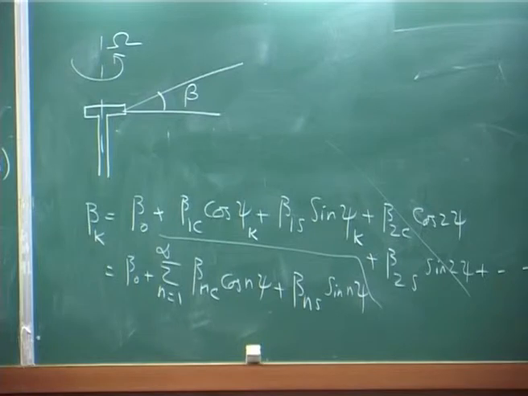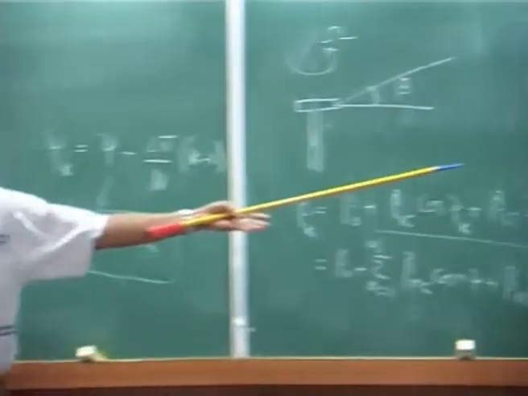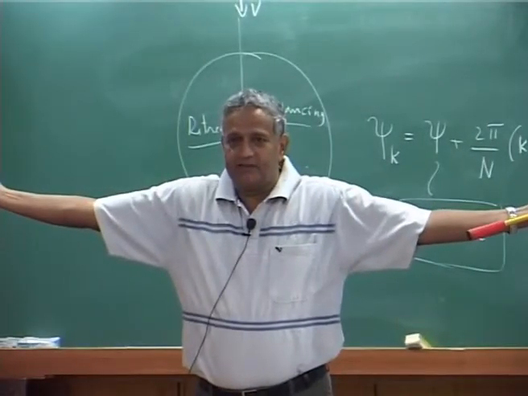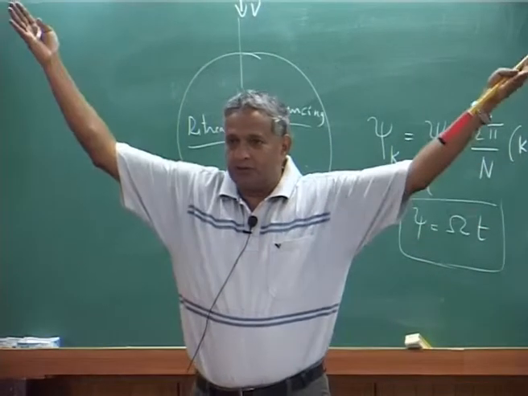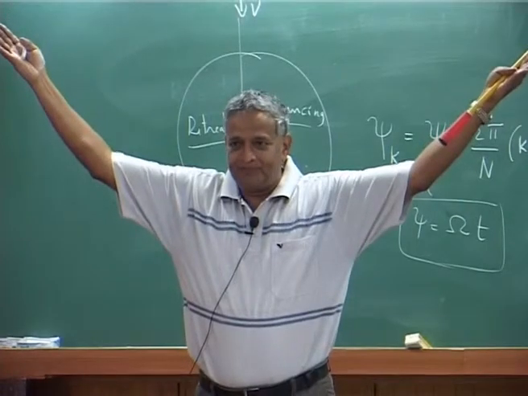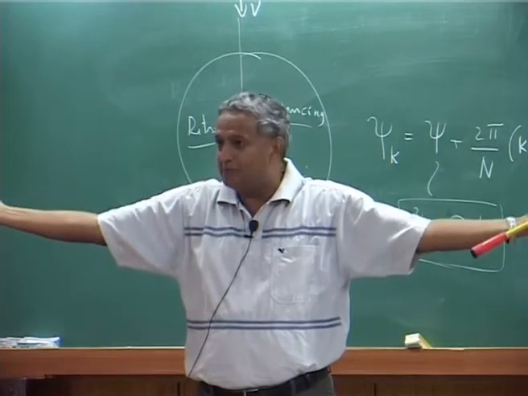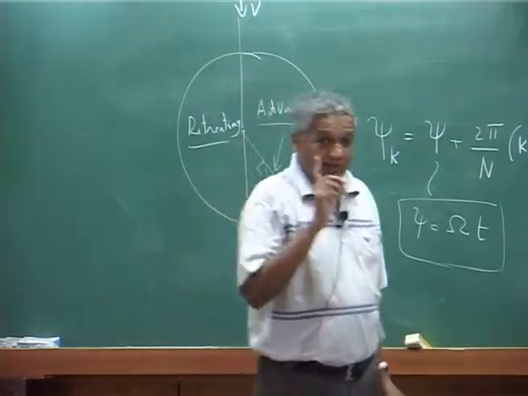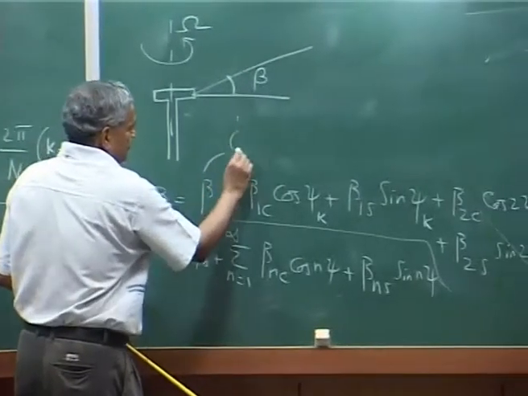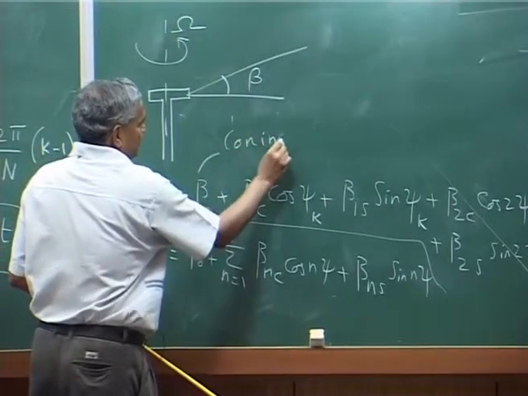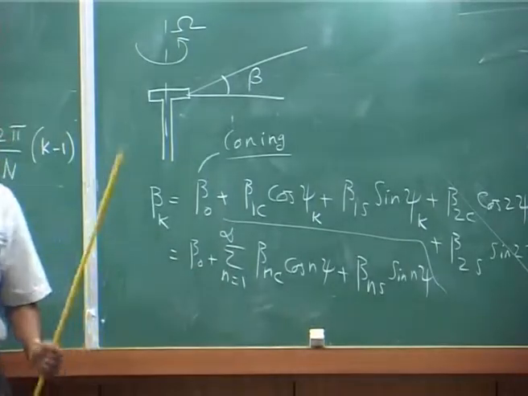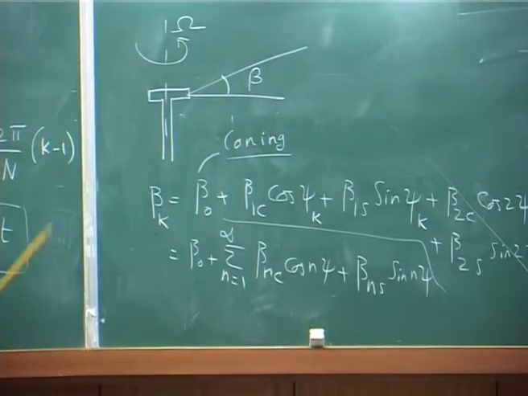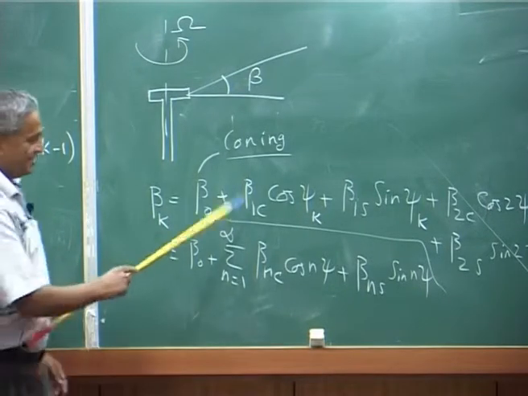When it goes round and round, now you see this is the blade, beta naught means it has gone up, okay. That is, all the blades have gone up by the same amount, and this is called the coning, okay. All of them have gone up, same value.